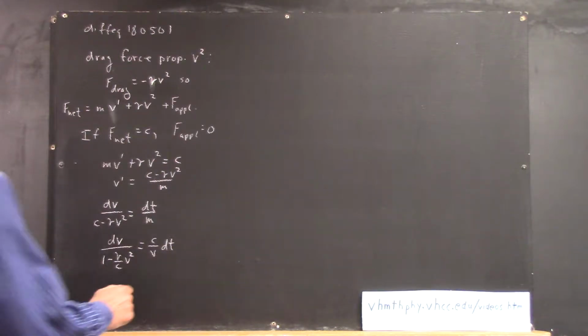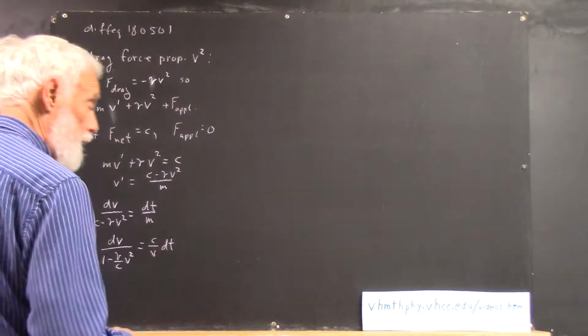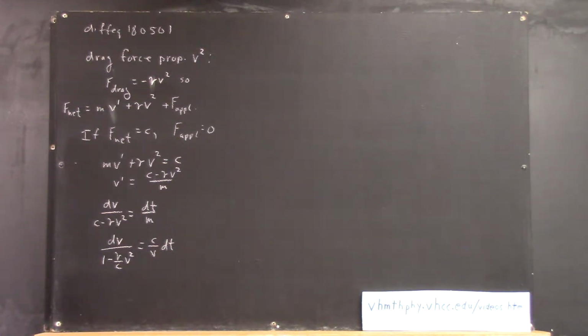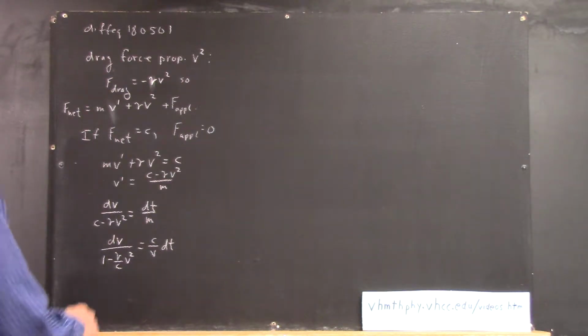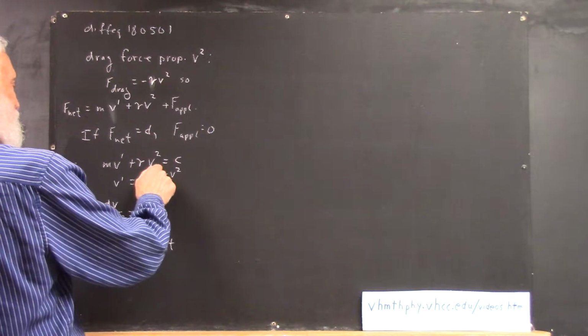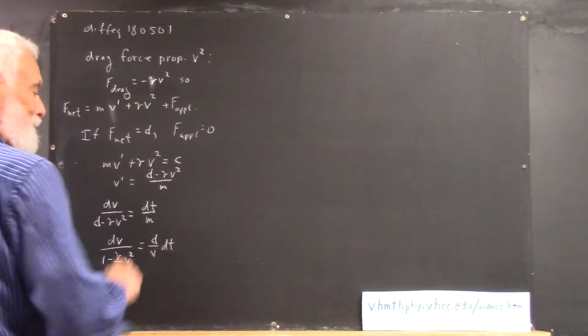Then, integrating the right-hand side, of course, we're going to get a c over m times t plus an integration constant, so I probably shouldn't have used c here. So I'm going to call that d, and I'm going to change the c to a d because it's easy to do that.